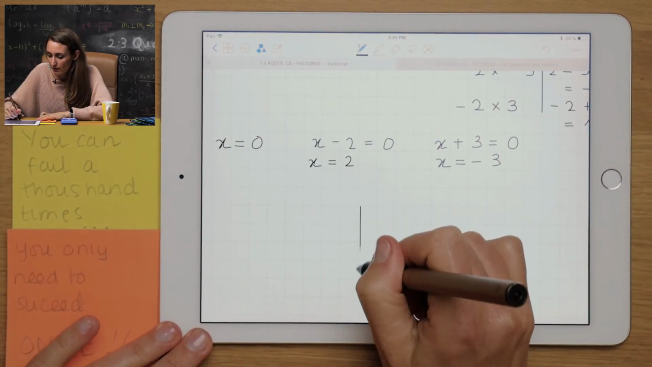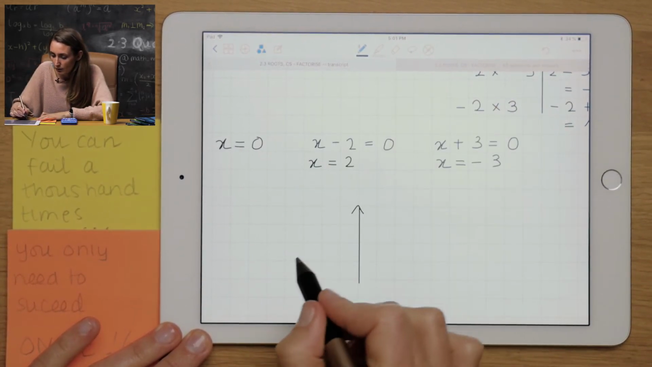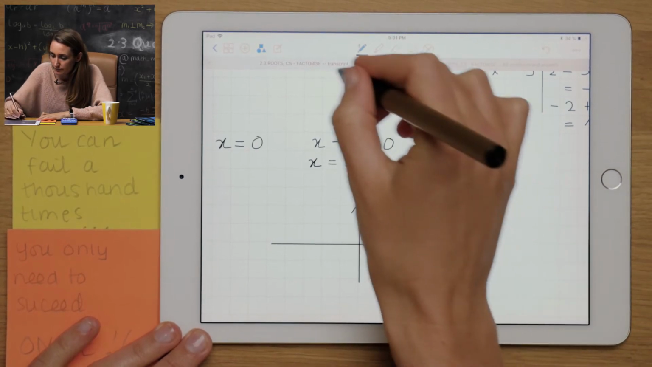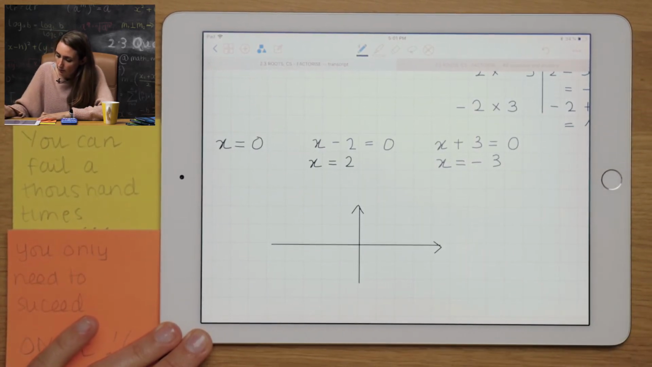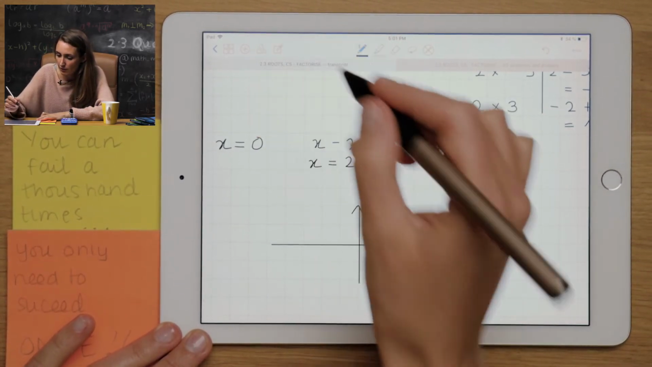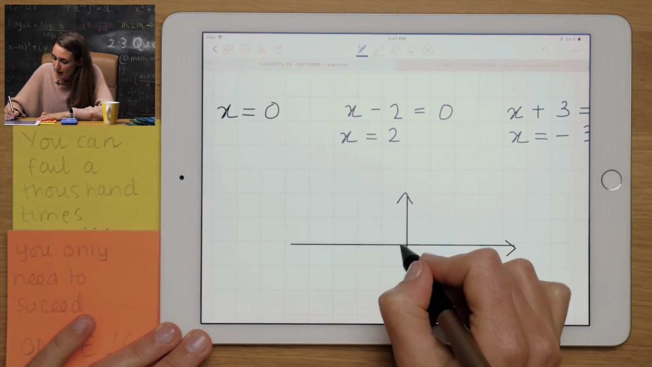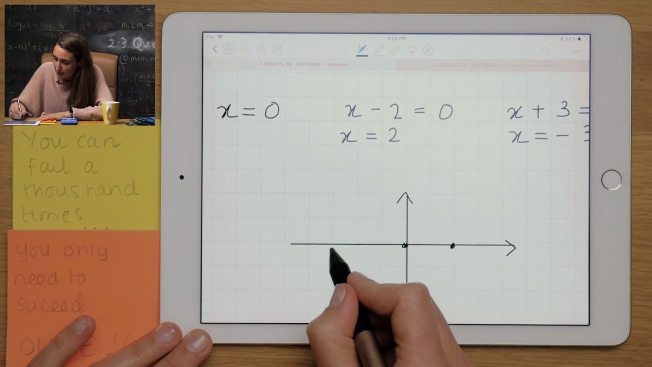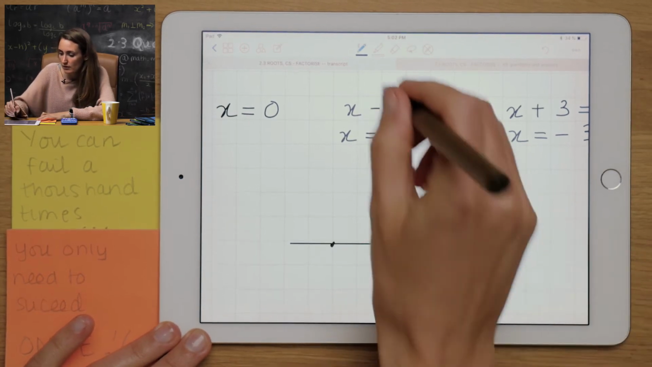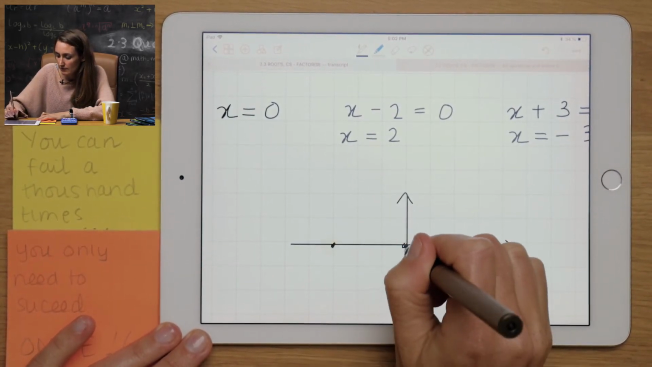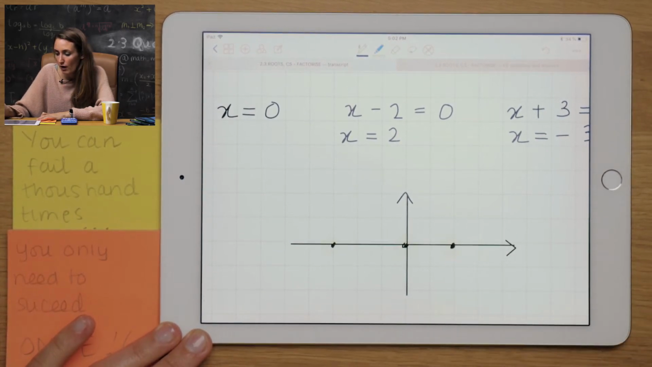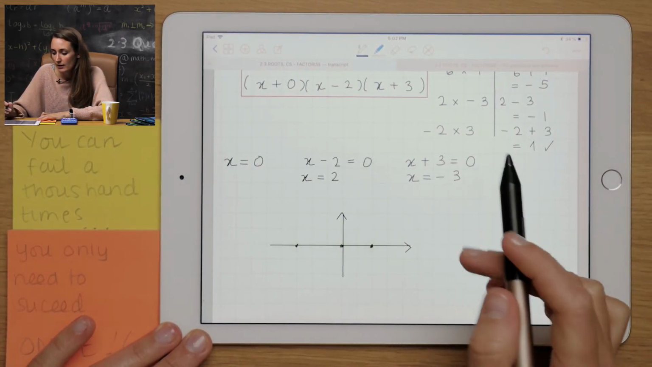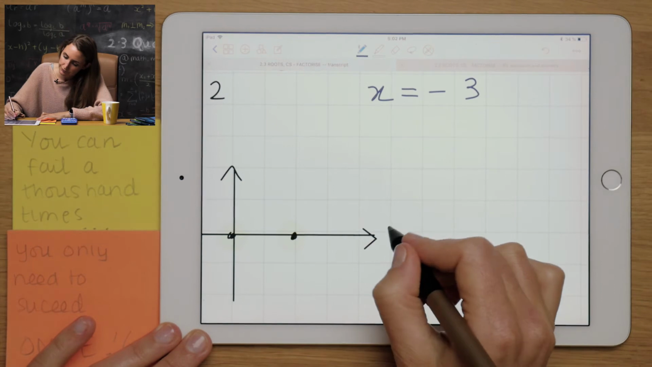If they ask you to graph it, you want to set up a little coordinate axis like this. We're going to do a very rough graph here. You've got x equals 0, x equals 2, and x equals minus 3. So these will be the 3 points of intersection of your graph with the x-axis.